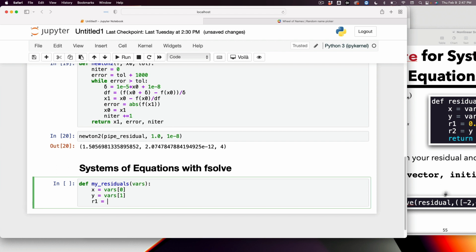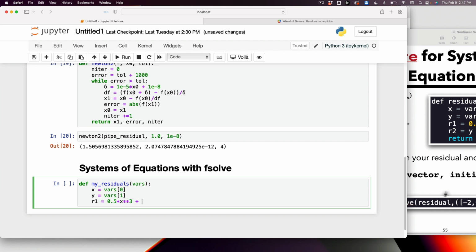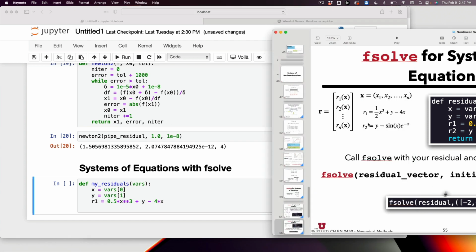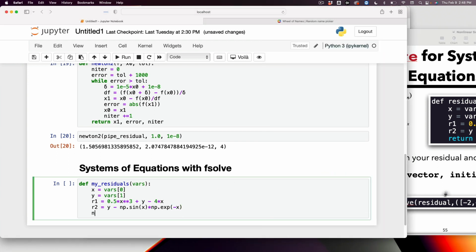And then R1 is simply 0.5 times x cubed plus y minus 4x, right? And R2 is y minus sine x e to the minus x. R2 is equal to y minus np.sin(x) times np.exp(minus x), right? And then simply return a numpy array. So we need to return the list of residual functions, and we're going to do R1 and R2.